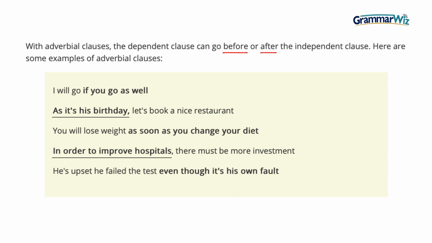Or after: I will go if you go as well. You will lose weight as soon as you change your diet. He's upset. He failed the test even though it's his own fault. So those could go the other way around. For example, with the first one, you could say, if you go as well, I will go. So they can be moved around.